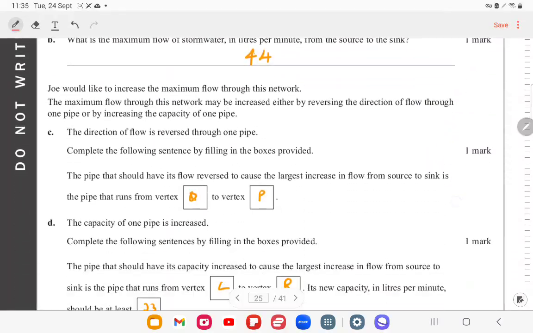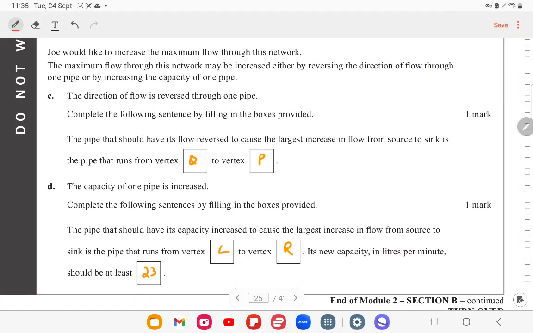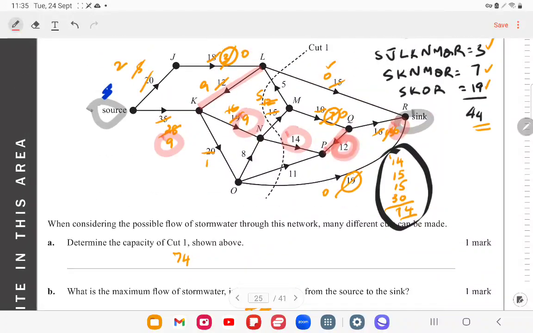I have explained the last question, which talks about increasing the capacity to cause the largest increase in flow. So hopefully this helps, and yep, see you in another lesson.